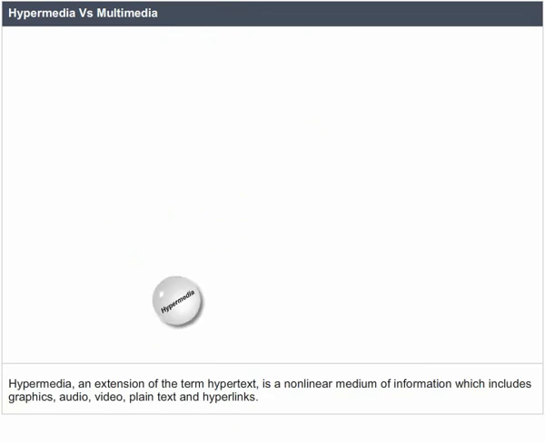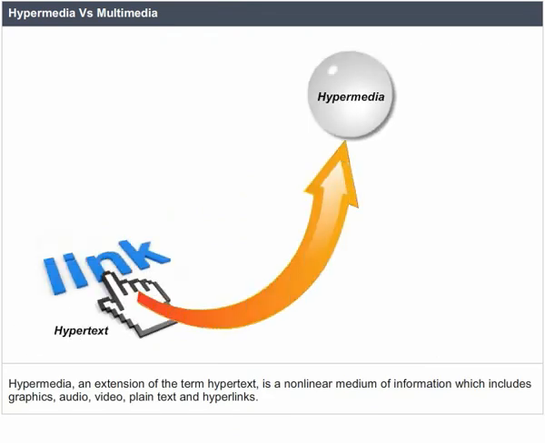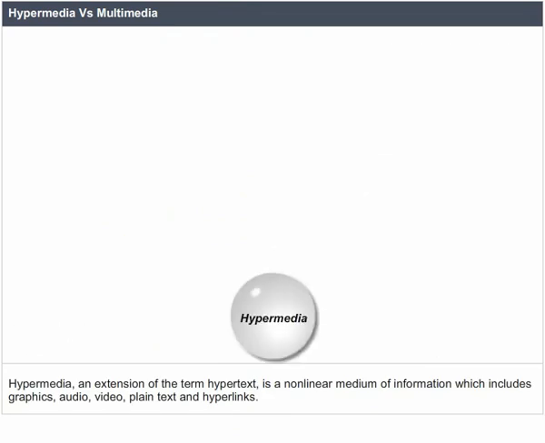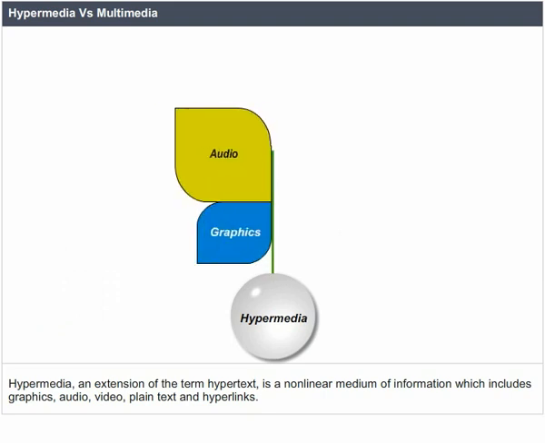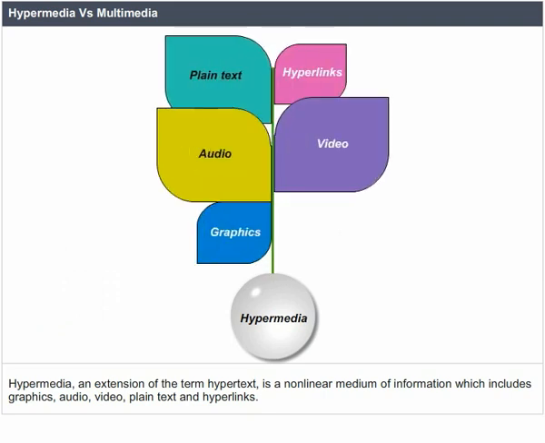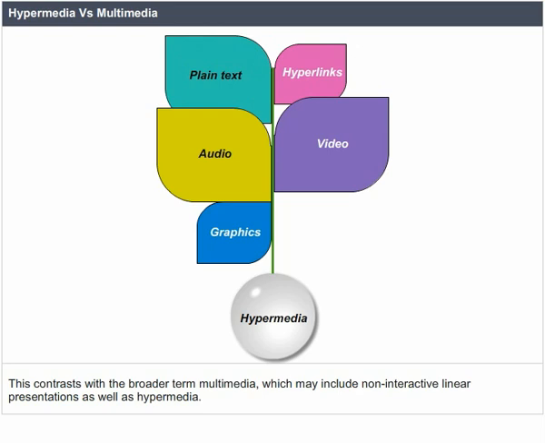Hypermedia versus multimedia. Hypermedia, as an extension of the term hypertext, is a non-linear medium of information which includes graphics, audio, video, plain text, and hyperlinks. This contrasts with the broader term multimedia, which may include non-interactive linear presentations as well as hypermedia.